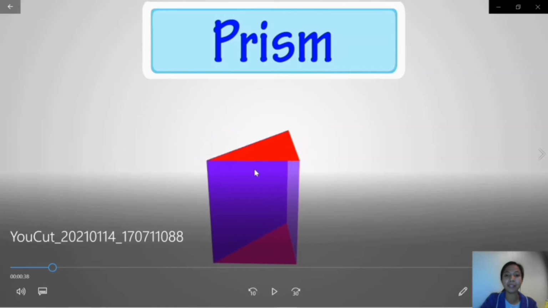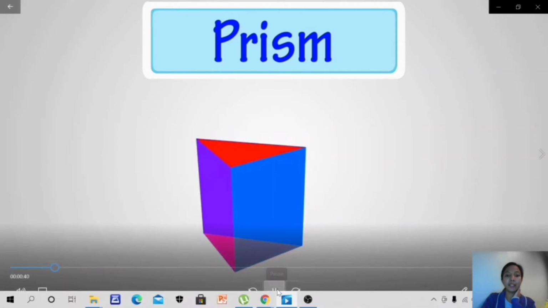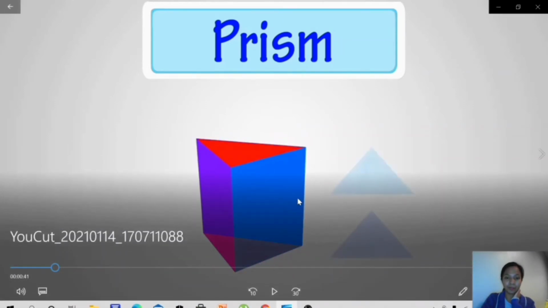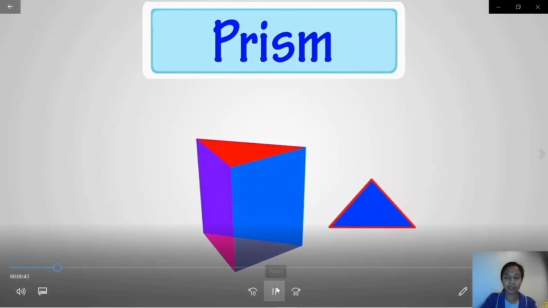Actually, it depends on the kind or type of prism, as long as the rest of the other faces are rectangles. In this example, the top and the bottom are triangular in shape. So in short, the body of the prism is rectangle.